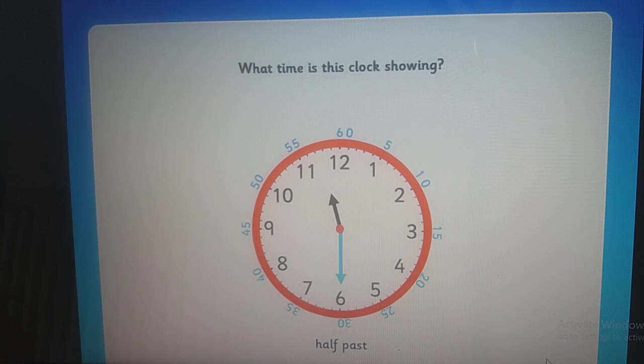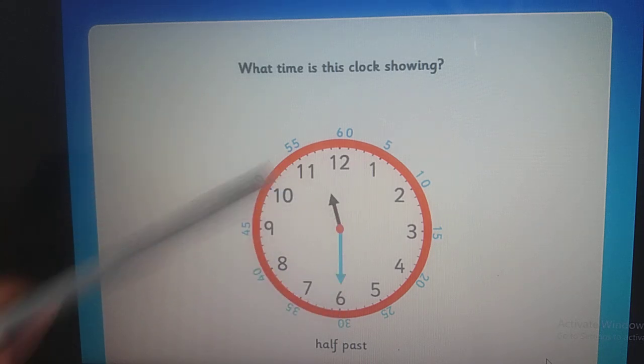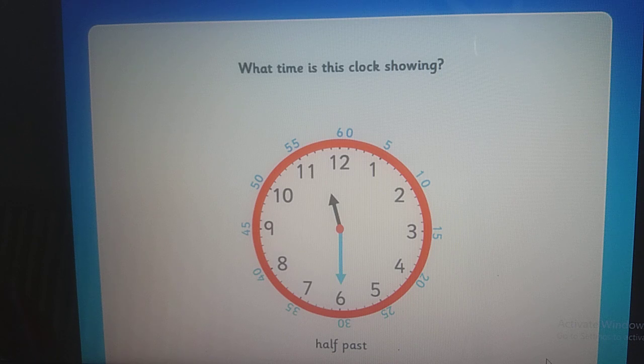What time is this clock showing? 11:30. Yes. Look, the big hand is on 6. It means the big hand covered half the distance of the clock, but the short hand is in between 11 and 12. It means the short hand is also moving. When the big hand is on 12 and the short hand is also on 12, it means it is 12 o'clock.